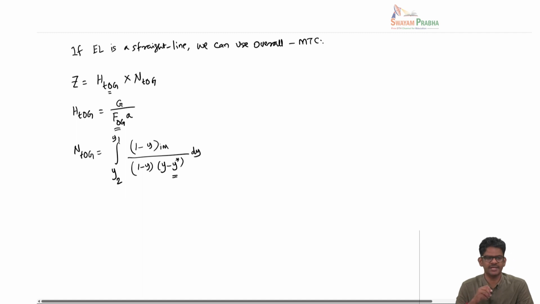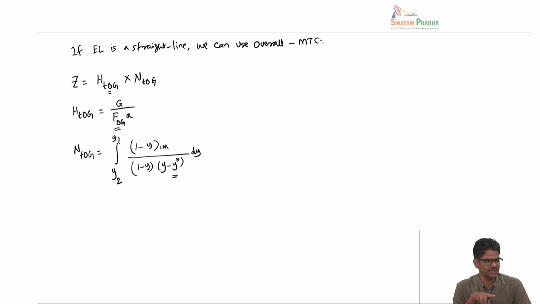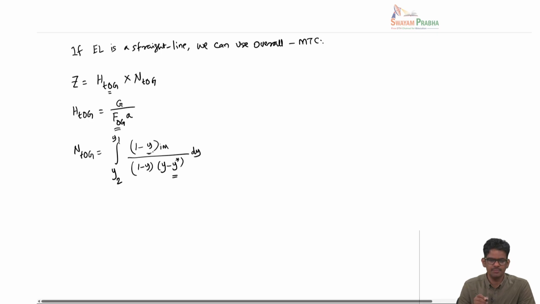So here you can see that I am changing the driving force with respect to the equilibrium concentration rather than the interfacial concentration. Okay, so these are the changes that you will see if you use the overall mass transfer coefficients.